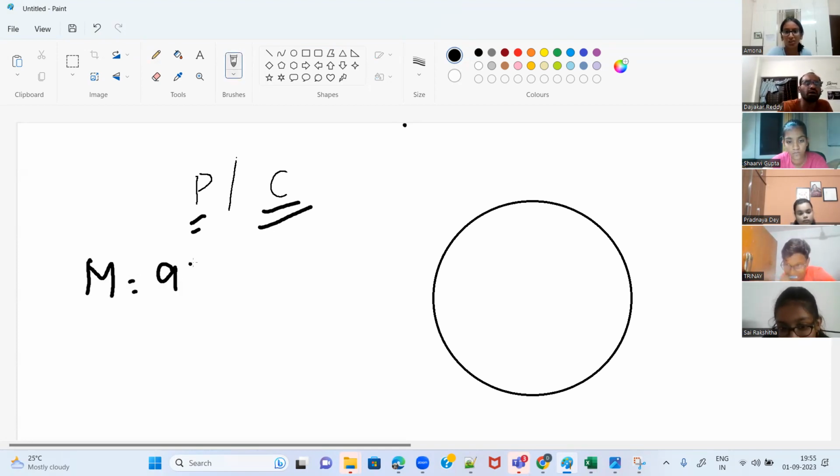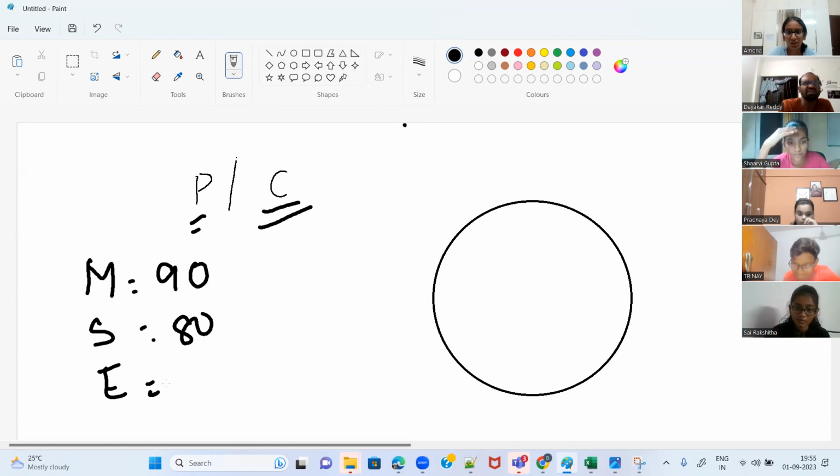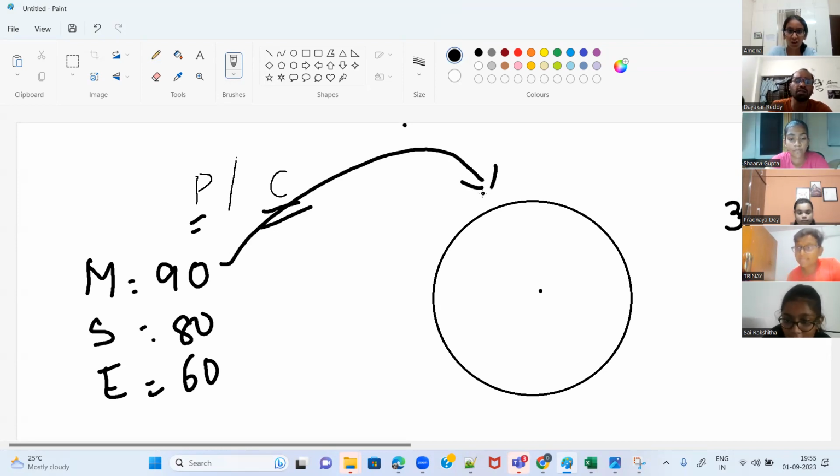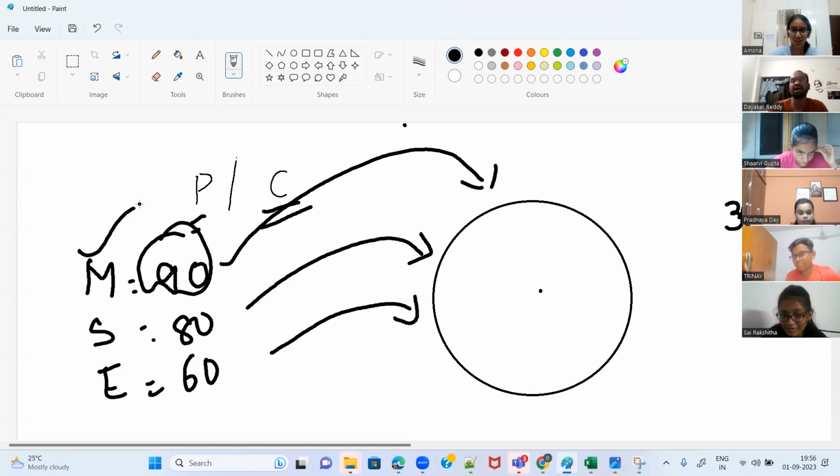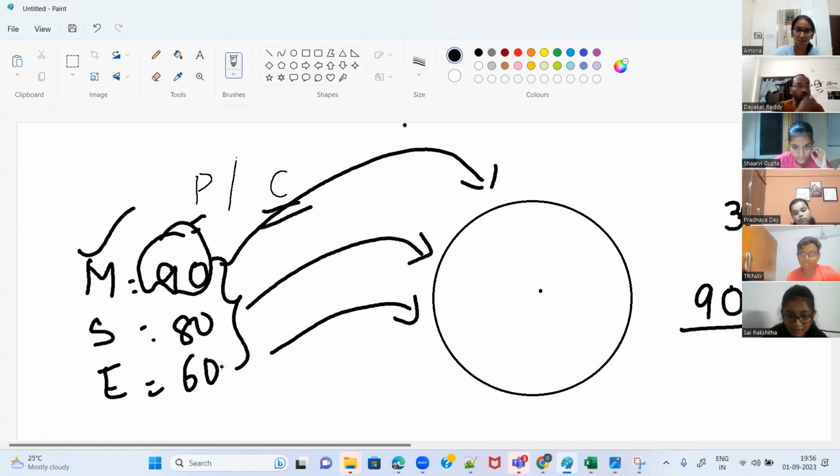Maths, he scored 90 marks. Science, he scored 80 marks. English, let us assume 60. But we know the complete angle of a circle is 360 degrees. Now, when you want to represent these subjects in the circle, you need to find the angles, not the marks, but using these marks you need to get the angle. How do I get the angle? For maths, what are the marks he got? 90. By how many subjects? Three subjects.